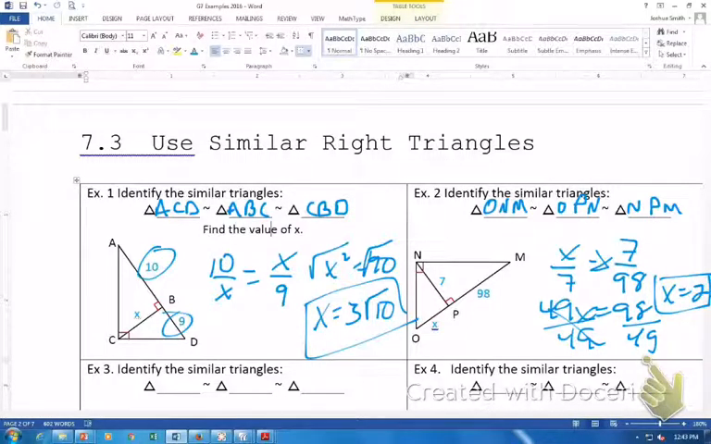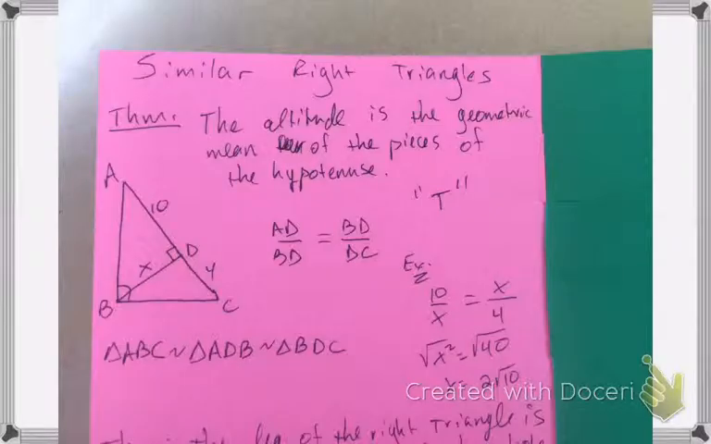Okay? All right. And then you cross multiply and solve, and x ends up being 2. Okay, I hope that makes enough sense. All right, let's move over to the other theorem.